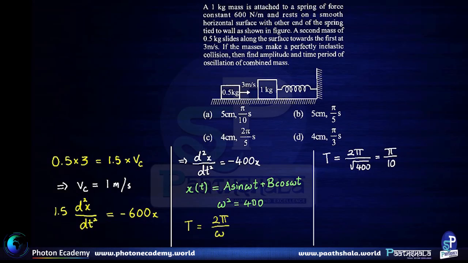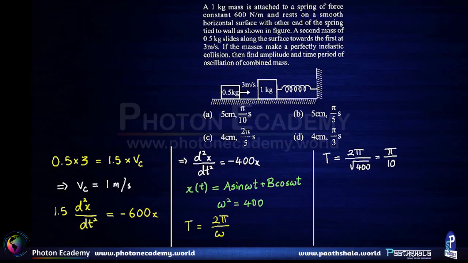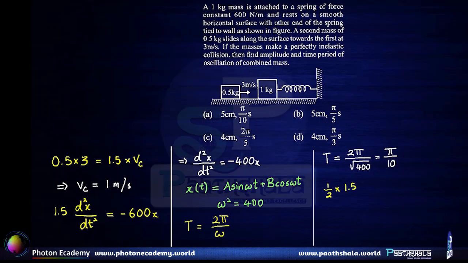So at the point of impact, the spring is unextended and therefore it has no energy stored in it. The total energy of the system is stored as the kinetic energy of the combined masses, which is equal to 1 by 2 into the mass into the velocity squared, and this would be equal to the total energy stored at any point in time.